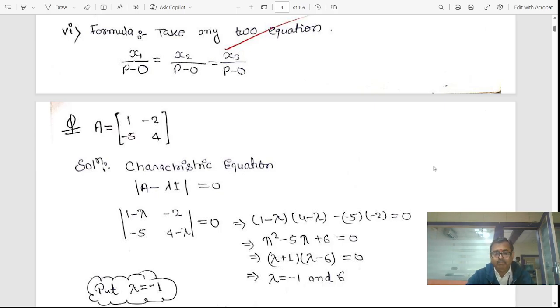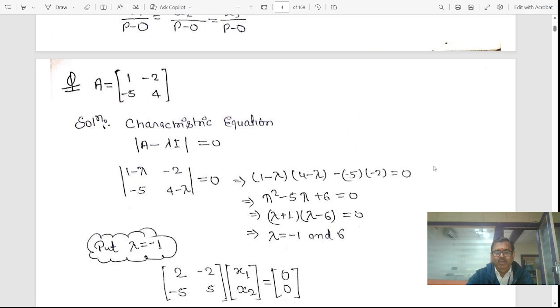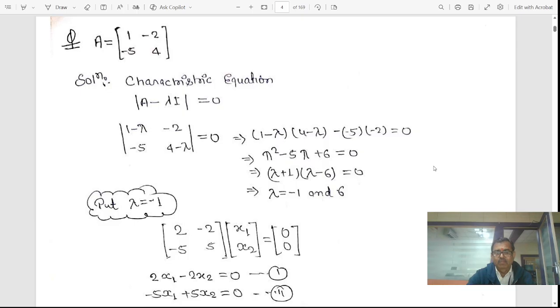After factorization, here we get (λ+1)(λ-6) = 0. So the values are λ = -1 and λ = 6. These, λ = -1 and λ = 6, are called the eigenvalues. So eigenvalues are -1 and 6. Now here we find the eigenvector corresponding to each eigenvalue. So first we put λ = -1.